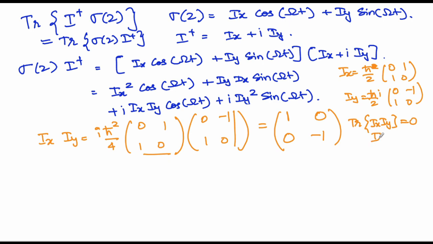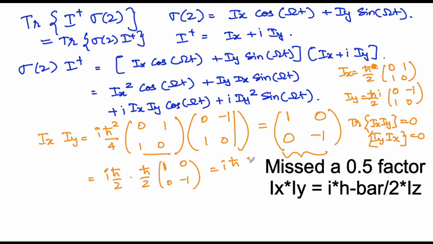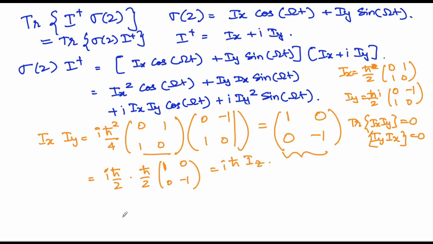So therefore, you're able to see that trace of Ix times Iy is 0. Similarly, if you repeat, trace for Iy times Ix will also be equal to 0. The important aspect that you are able to appreciate here is that this can be written as i H cross by 2 times H cross by 2, 1, 0, 0 minus 1. This is nothing but the Iz operator, which we know is also traceless. So you can view the same thing in multiple different ways. Therefore, the Iy Ix and Ix Iy terms will not have a trace.